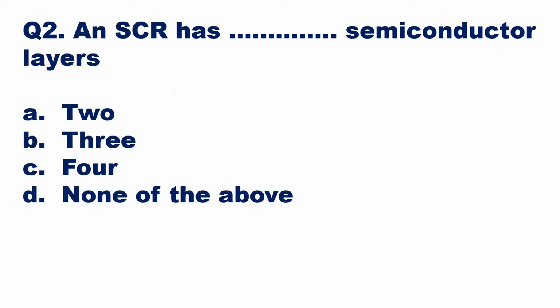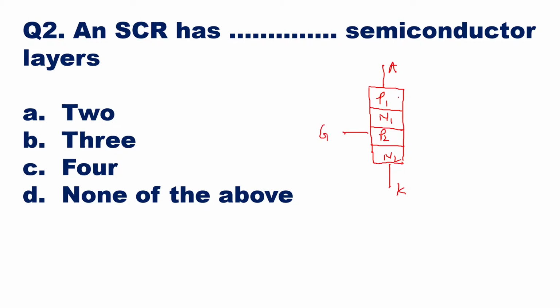Then we'll go to question number 2. An SCR has dash semiconductor layers. On the same lines of structure of SCR, this question is also asked. So it has how many semiconductor layers? As we have seen earlier, when you see the structure of SCR, you know that it is made up of four semiconductor layers. The four semiconductor layers we named as P1, N1, P2, N2. This we took as anode, this we took as cathode terminal, and here we took the gate terminal.